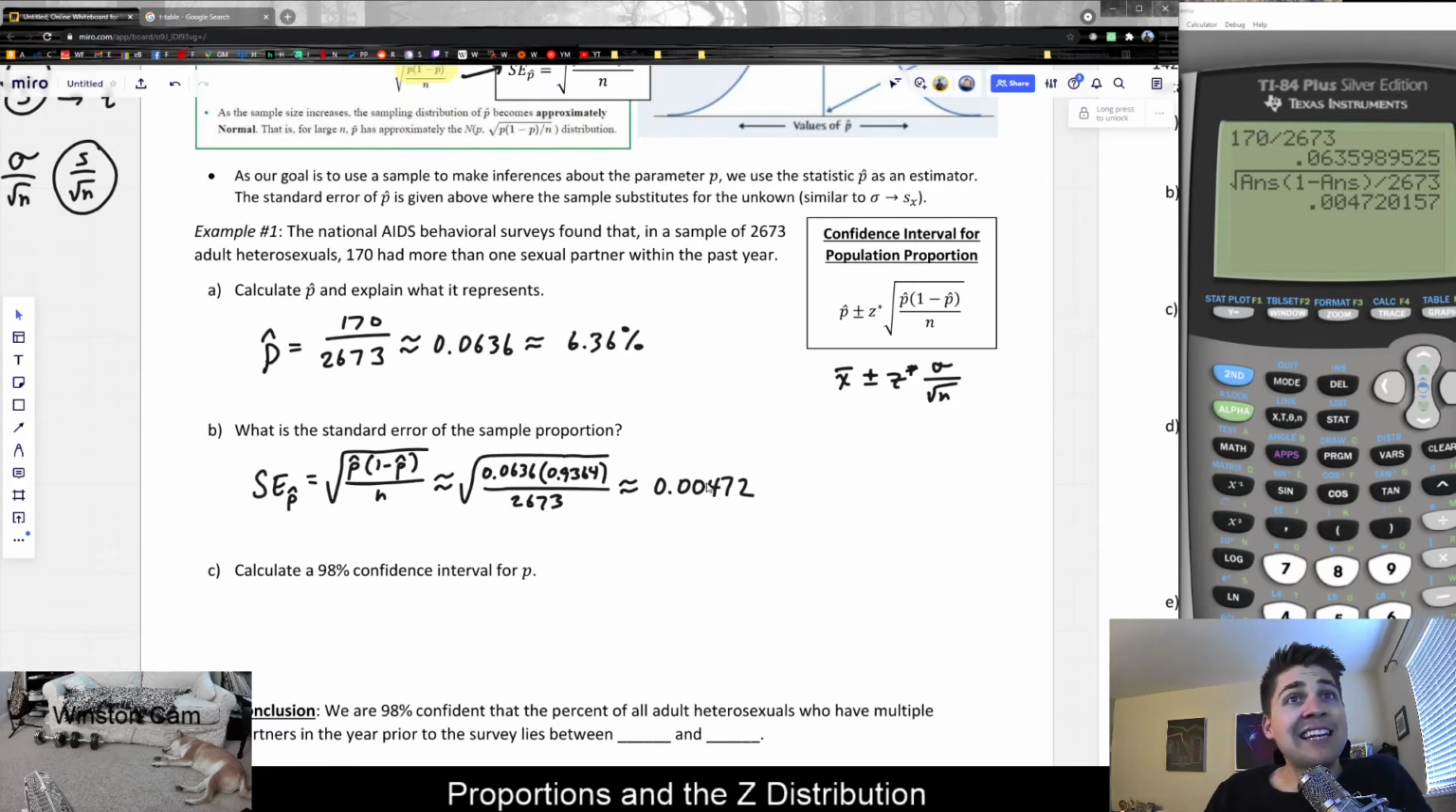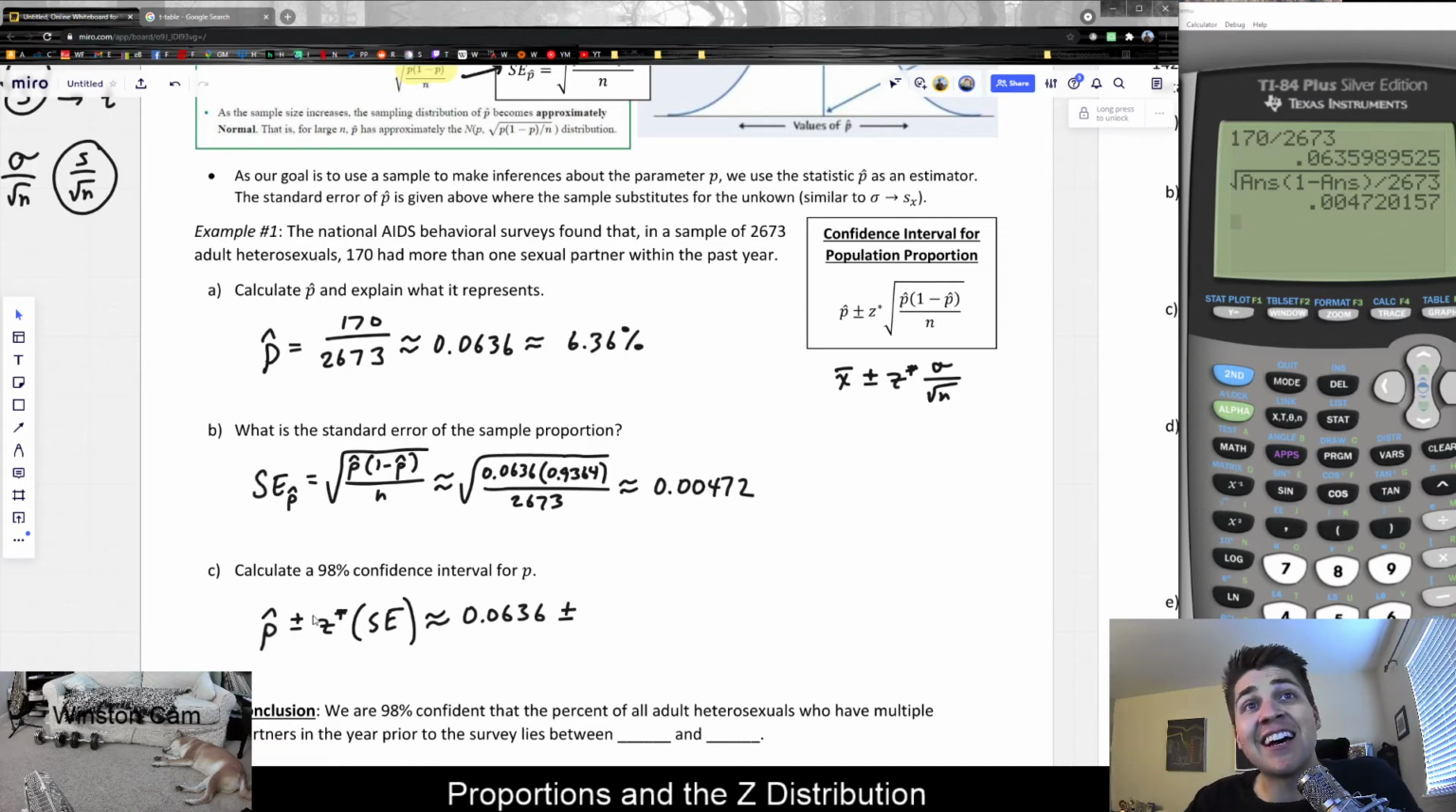So let's say we wanted to calculate a 98% confidence interval for P. Again, we could just start with the formula. So we'd have P hat plus or minus Z star times the standard error, which we already found, so I don't need to write all that out again. And P hat is approximately, so I'll go ahead and use my approximate equal symbol since we're doing a little bit of rounding here, 0.0636 plus or minus.